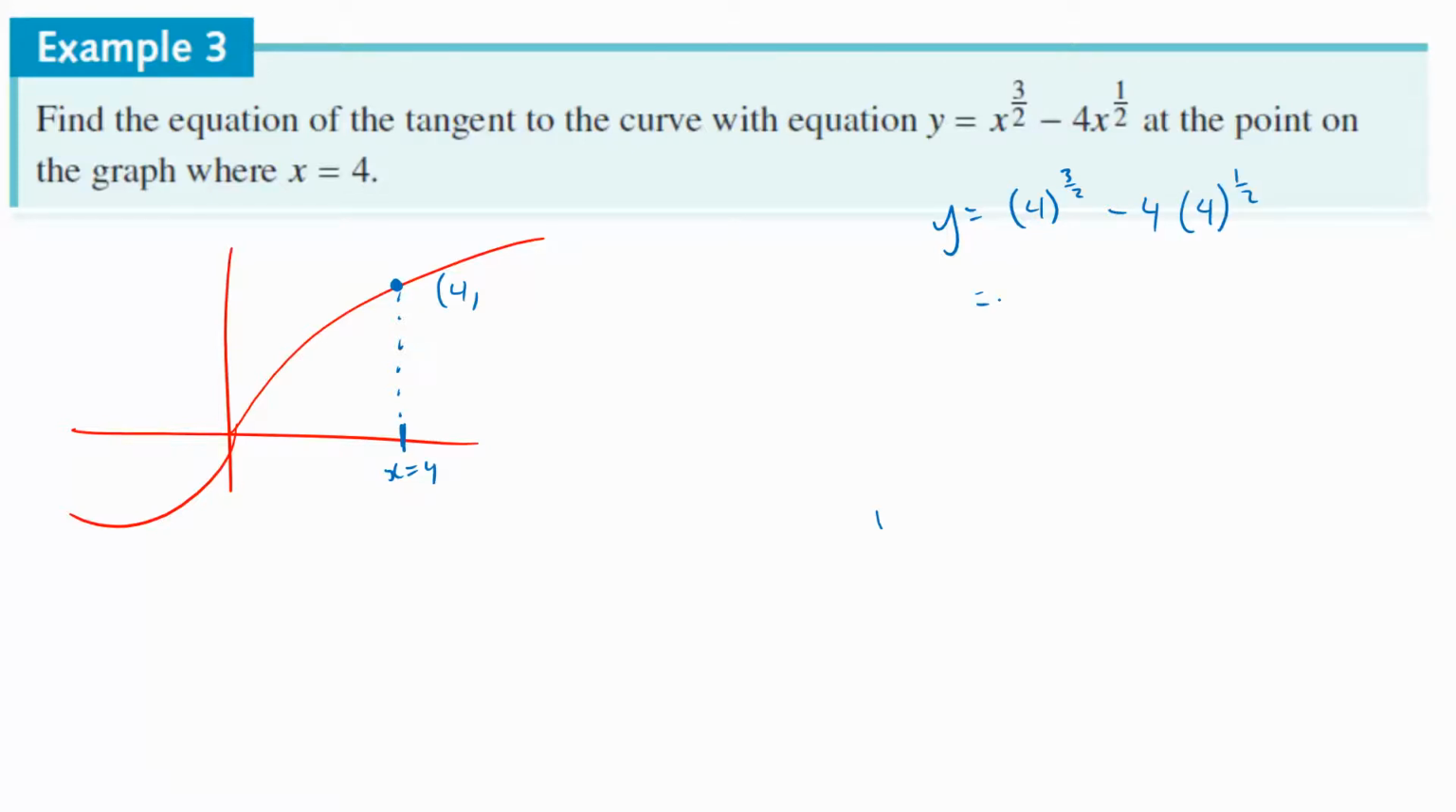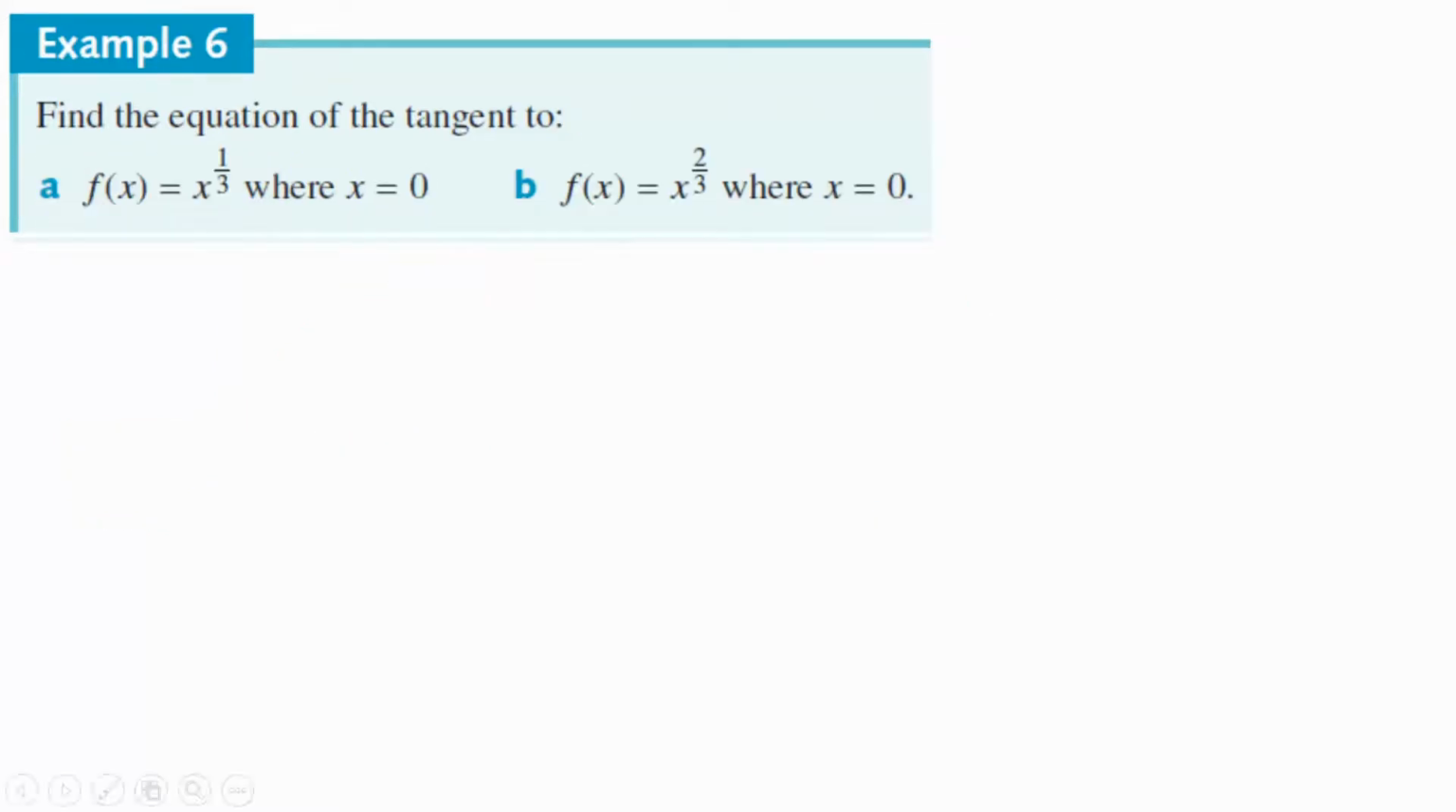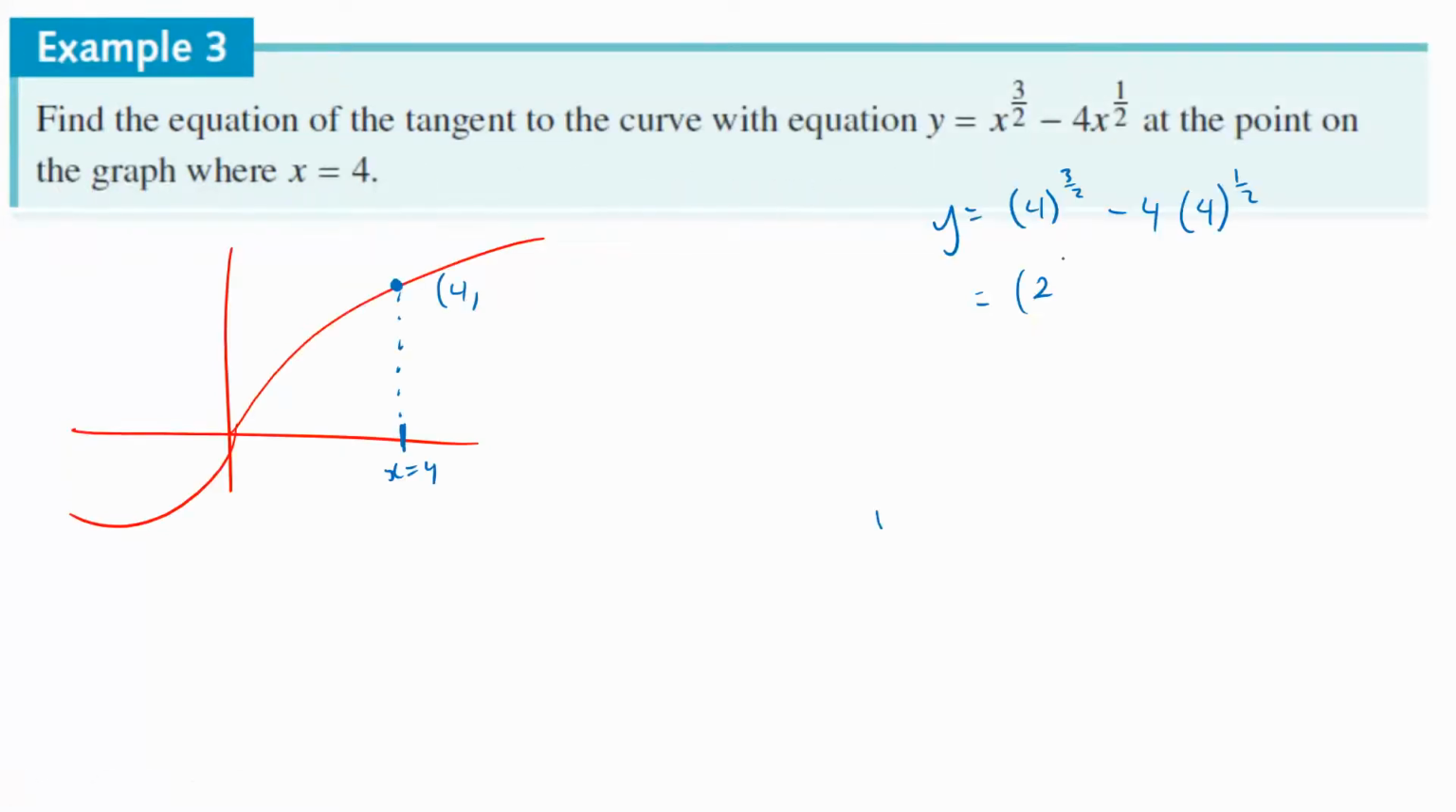Now you can do this on your calculator, you can do it by hand. I'll do this by hand so that you can practice, because in exam 1 you are expected to be able to do these kinds of questions. So 4 to the power of 3 on 2, a lot of students find this difficult, but you can break 4 into 2 squared, yeah? So y equals 2 squared to the power 3 on 2 minus 4 times 2 squared to the power of half.